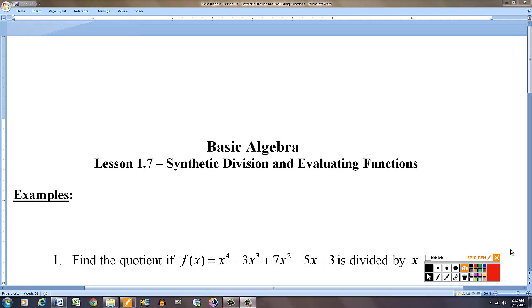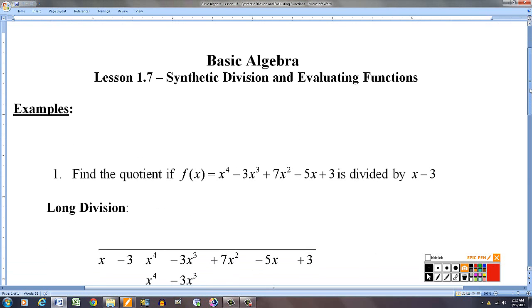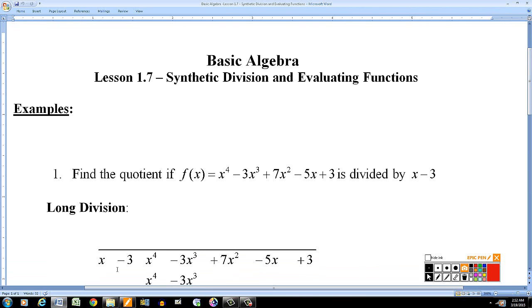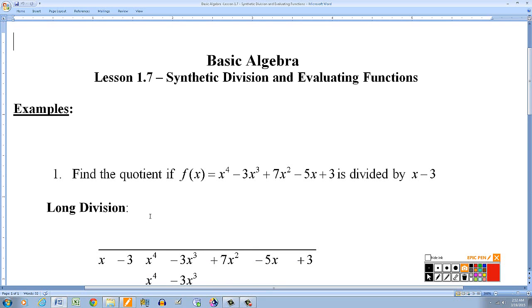So in this video I'm going to look at synthetic division and how we can use synthetic division to evaluate functions. So let's look first at the first problem here. Find the quotient if f of x is divided by x minus 3. So we have a polynomial function here.